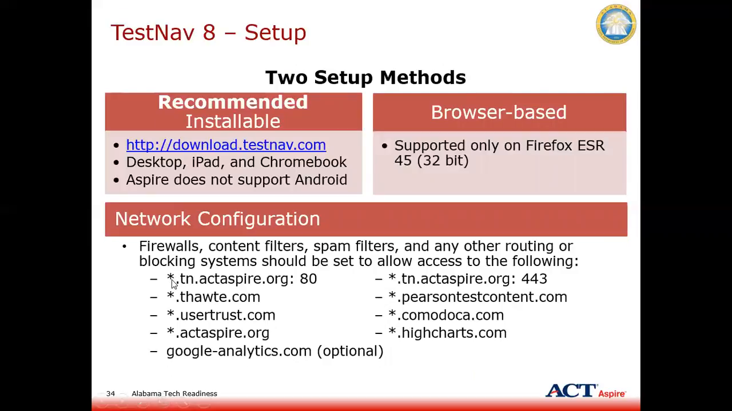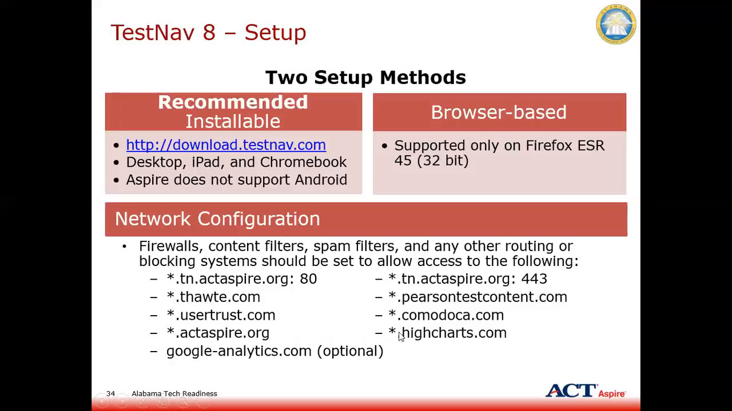So here we have an asterisk that's a wildcard, so we'll put those in for these different URLs. tn.actaspire.org, that's for TestNav, port 80, and then tn.actaspire.org, port 443. So those are for TestNav. These next two rows are also for TestNav, so body.com, pearsontestcontent.com, usertrust.com, and commodica.com. You want to make sure all of those are whitelisted on your firewalls and content filters.